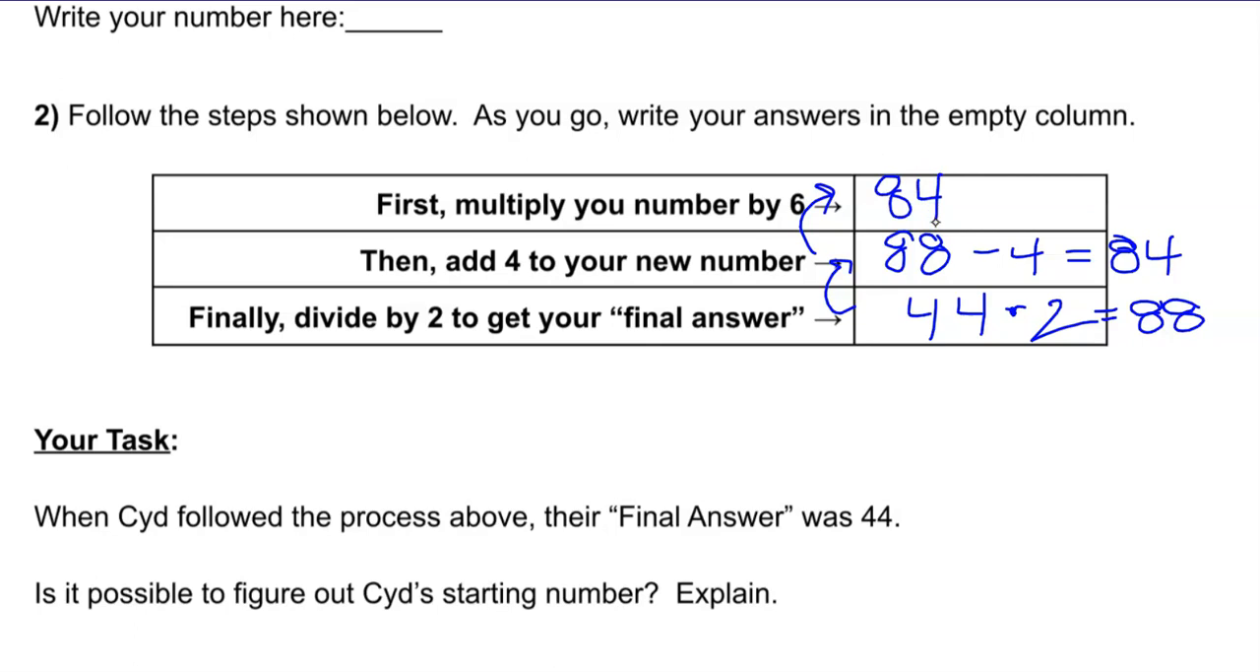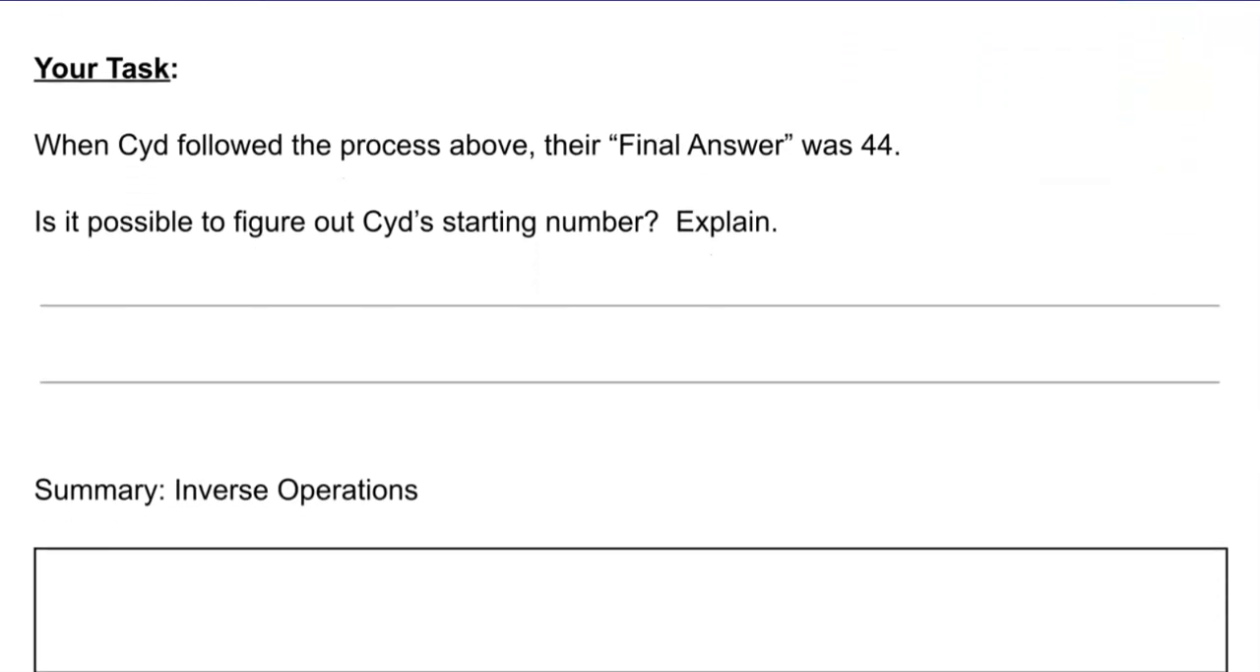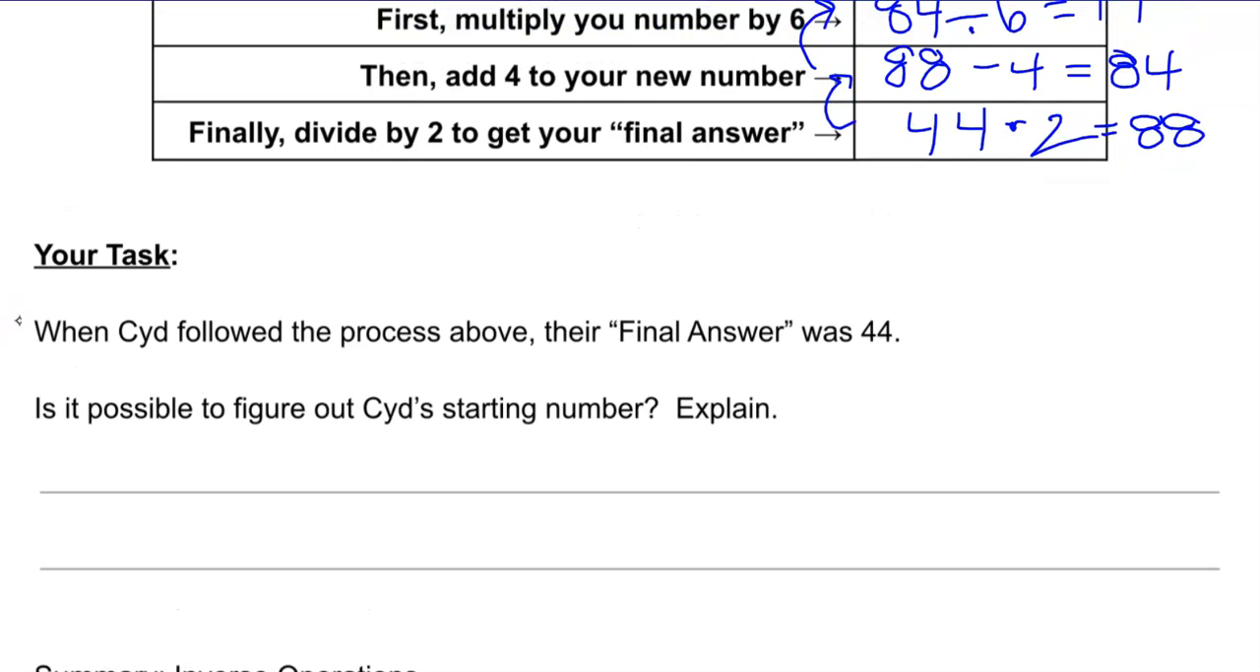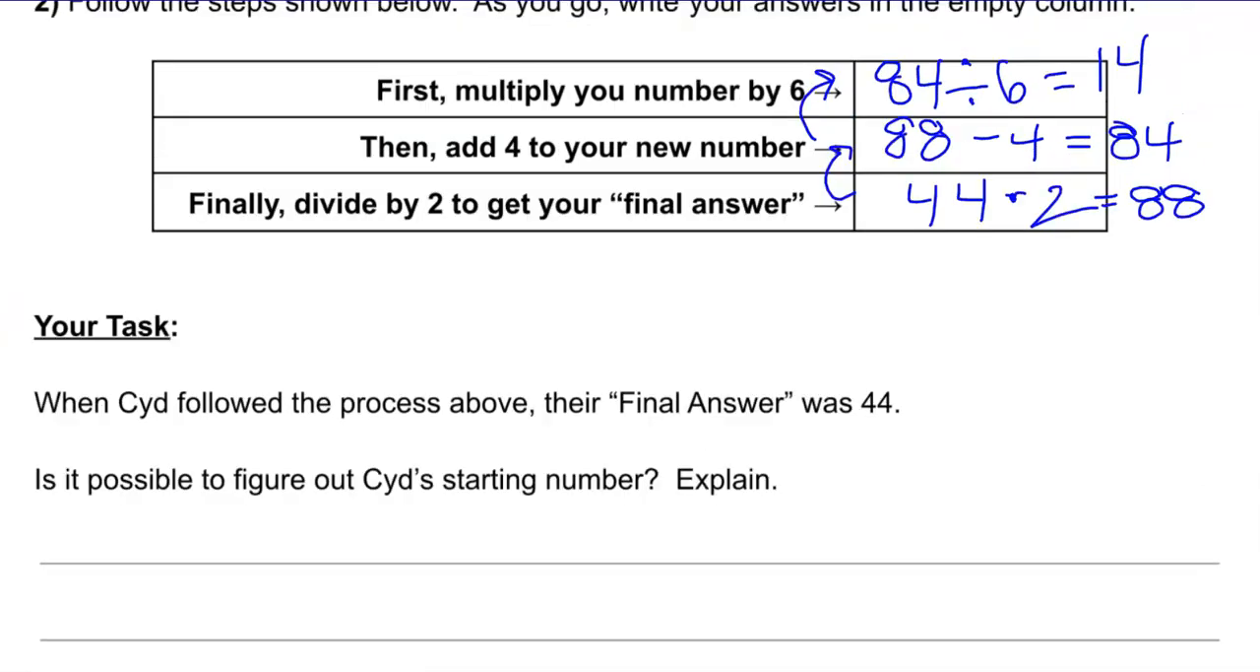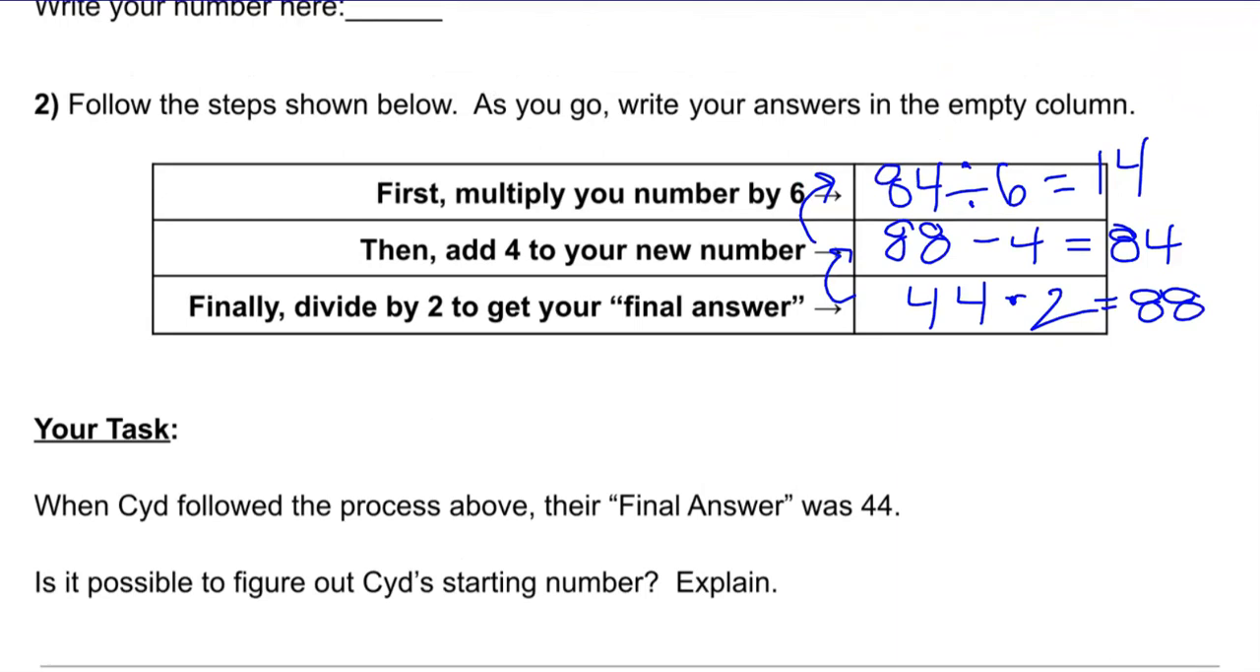And then I multiplied my number by 6. So again, I'm going to do the inverse of multiplication, and I'm going to divide by 6. And when you do 84 divided by 6, you should get 14. So again, I want you to pause for a second and explain this process that I just did here that hopefully you did before me.